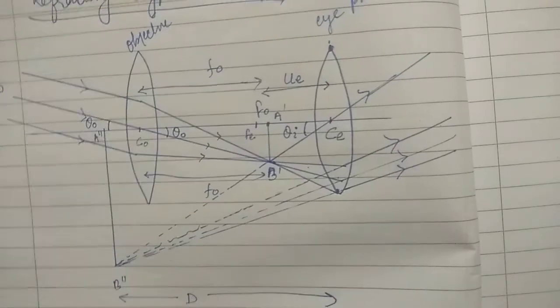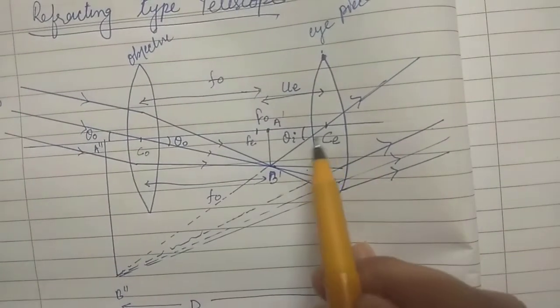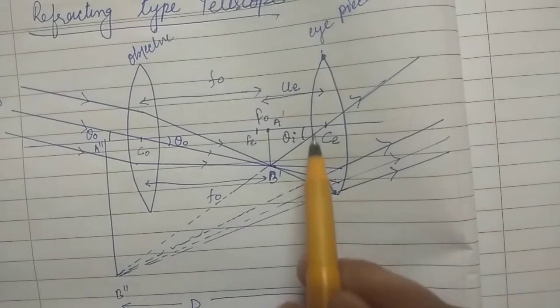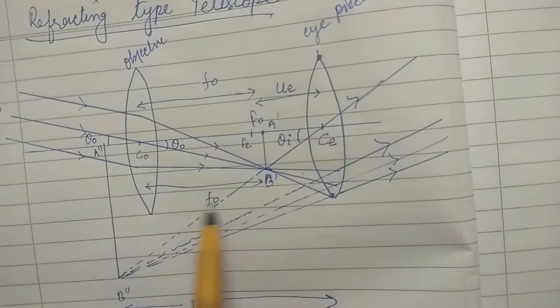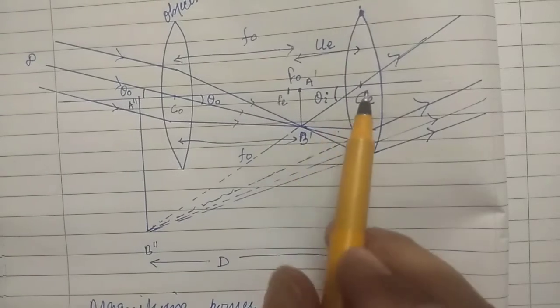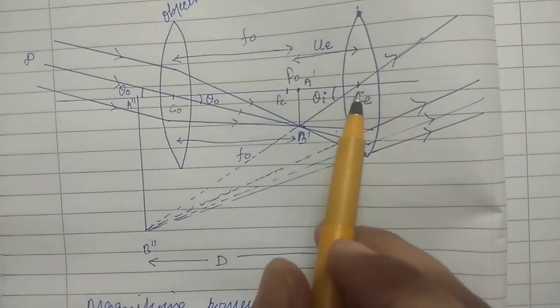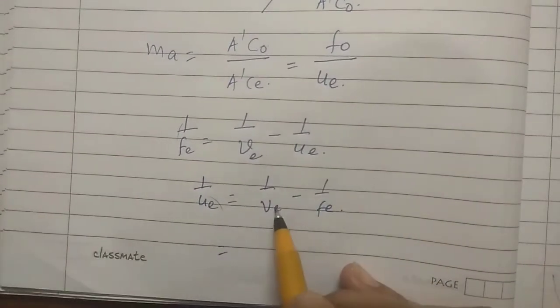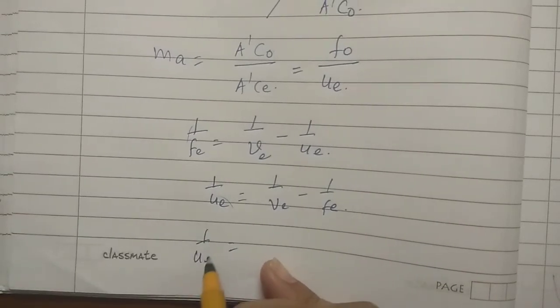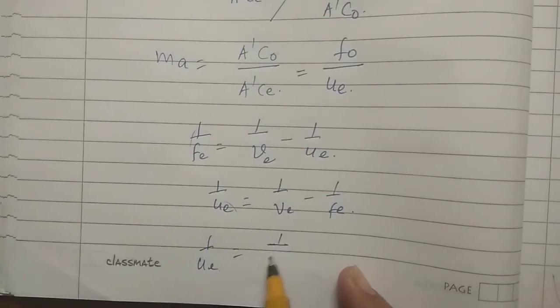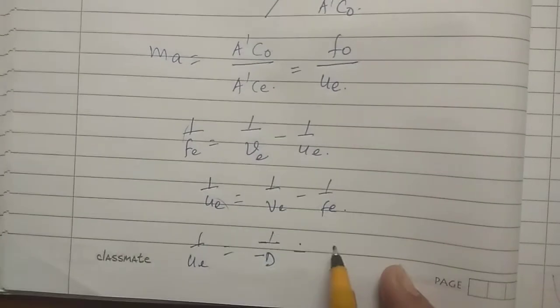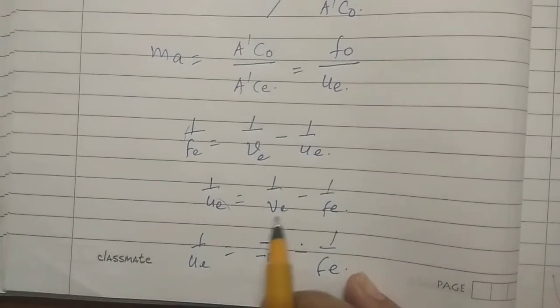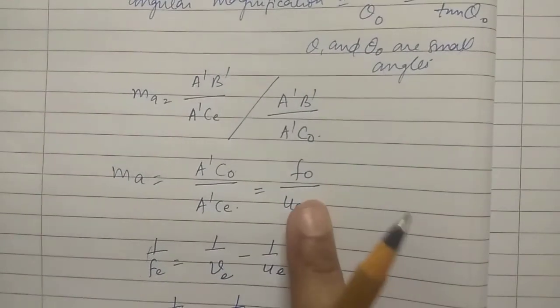You can see from here, v e is this distance. So this is D, and when you're going this side you're going in this way. So v e is minus D. So let us substitute 1 over minus D minus 1 over f e. This value we can substitute in this expression, 1 over u e here. So let us find out the magnification now.